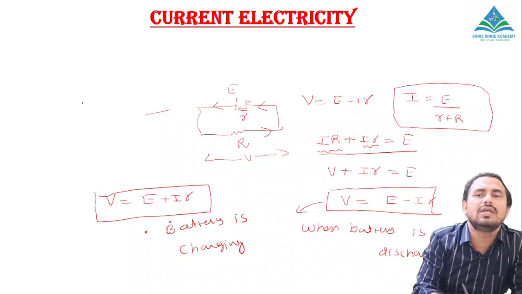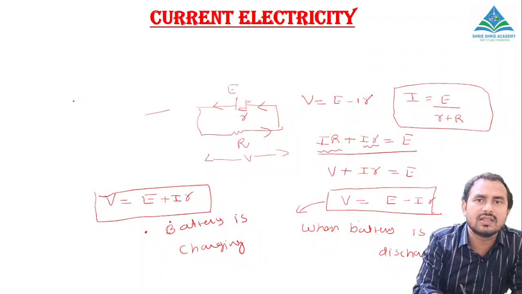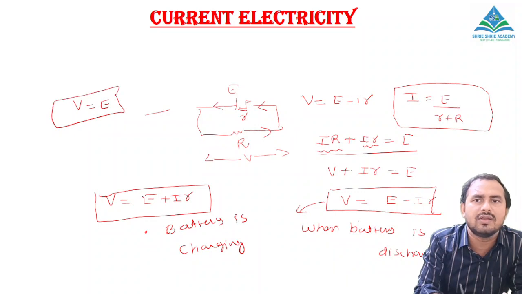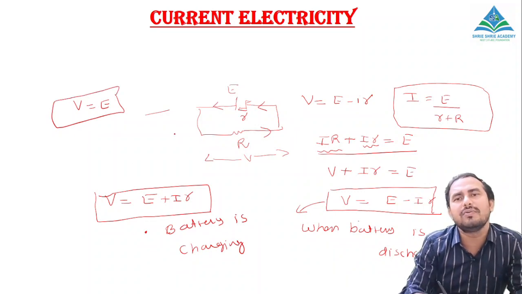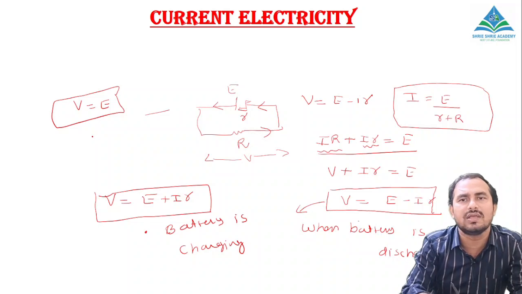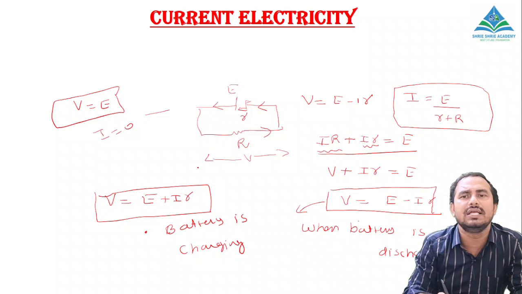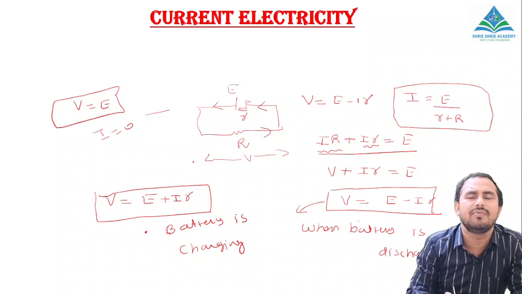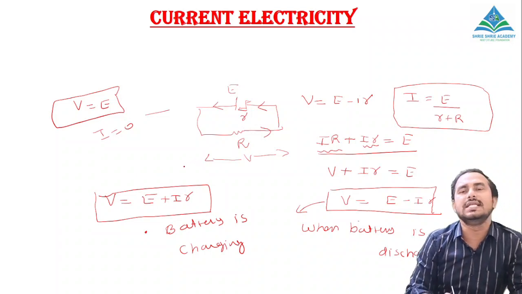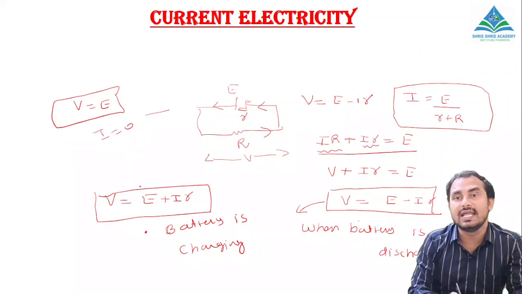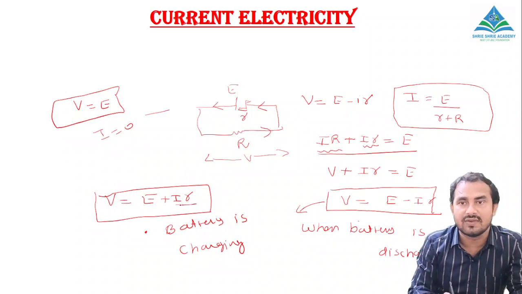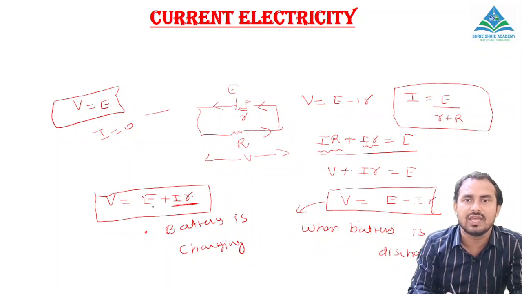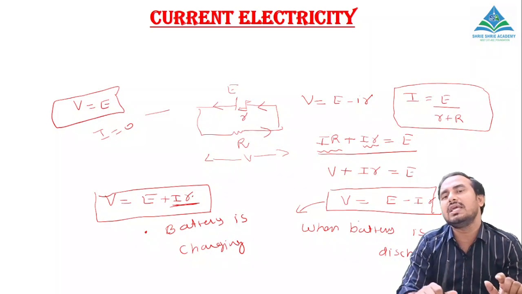Next, we can say another thing: V can be equal to E. In what condition? When you don't use the battery. If you don't use the battery, the current will be zero. Current is zero means V will become E. It means the internal resistance is not effective in this condition. When you are not using the battery, the internal resistance is not effective, so V and E both become equal. That is the third condition.